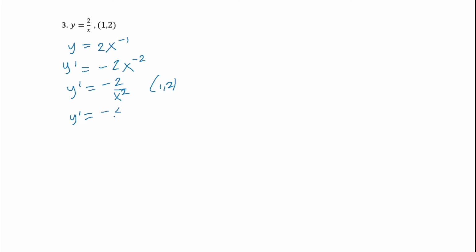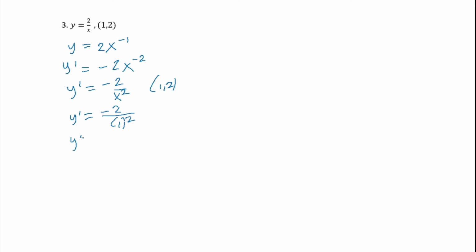Next, we have y is equal to 2 over x, at the point 1, 2. So very simple, this part. First is y is equal to, we have to transpose this, 2x raised to negative 1. So the first derivative y prime is equal to negative 2x raised to negative 2. So y prime is equal to negative 2 over x squared. We need to substitute the value for x in y prime in order to get the slope of this curve. So negative 2 over 1 squared.